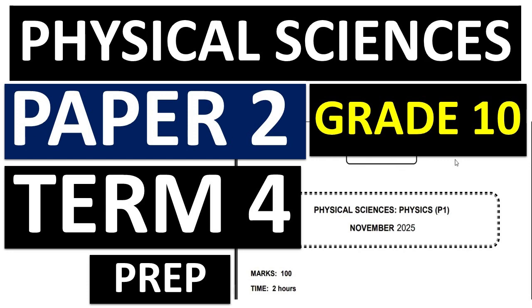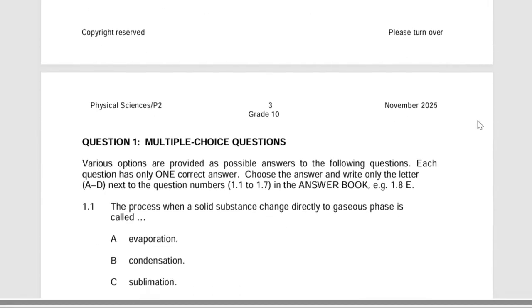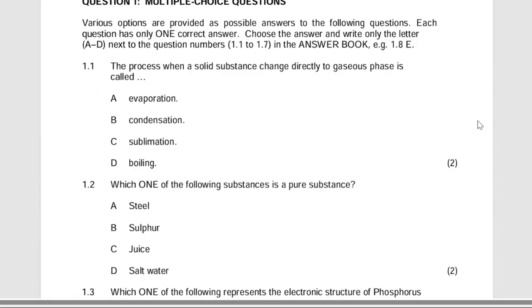Good day, greetings. We're going to look at our Physical Sciences Chemistry Paper 2. The duration is 2 hours and the marks are 100 marks. On the first page we have our instructions, then proceeding to the first question, which is our multiple choice question. So now we're going to go through our multiple choice questions.